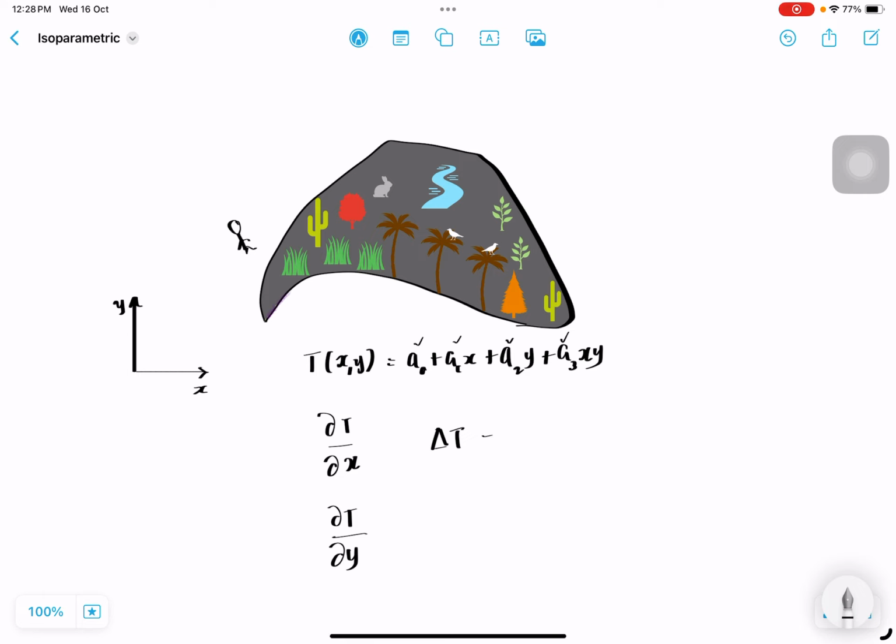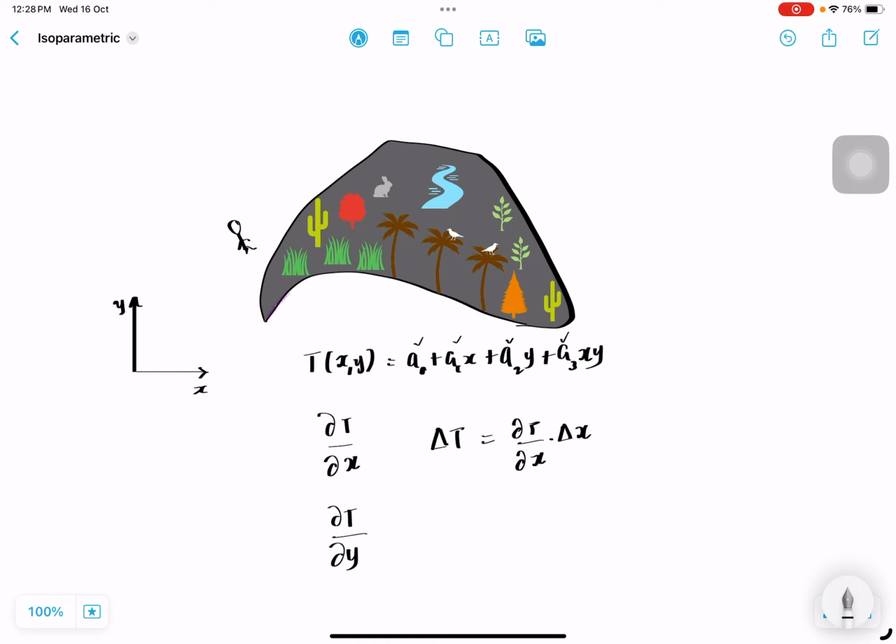So the total change in temperature is given by dou T by dou x into del x. Please keep it in mind that this is not del T but del x. It's my mistake. So it should be dou T by dou x into del x.